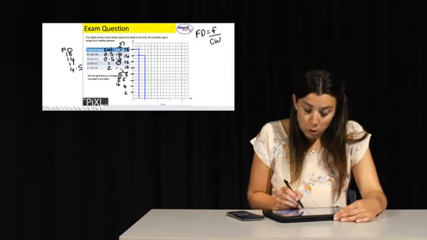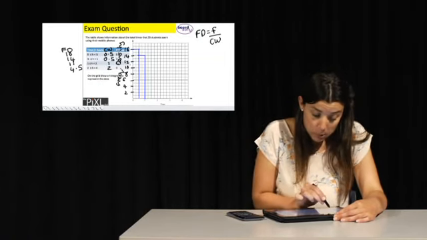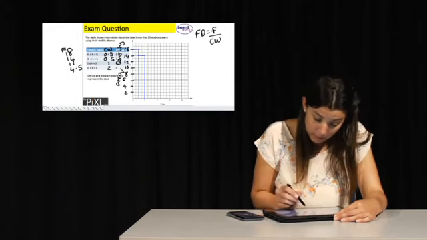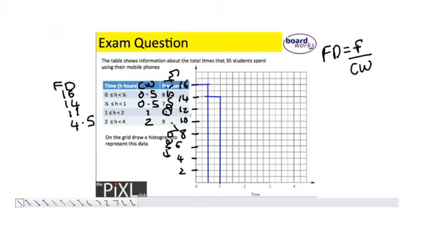Our third interval runs from 1 to 2, as we can see here in the table, and it has a frequency density of 11. So at 11, we run from here, across, and down to 2. Make sure it's straight.